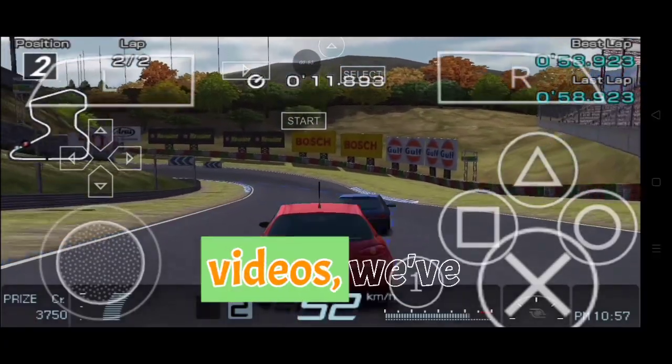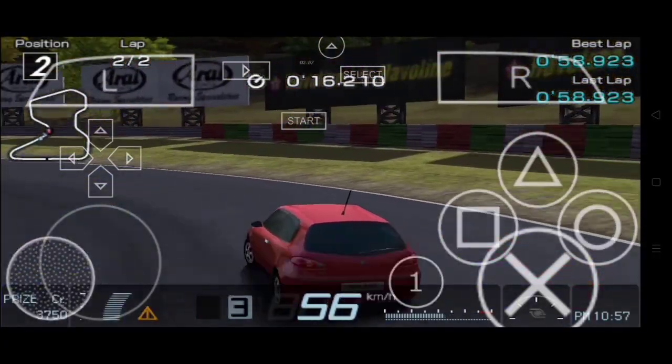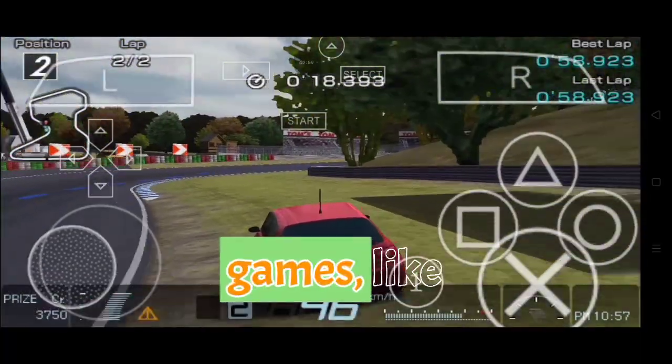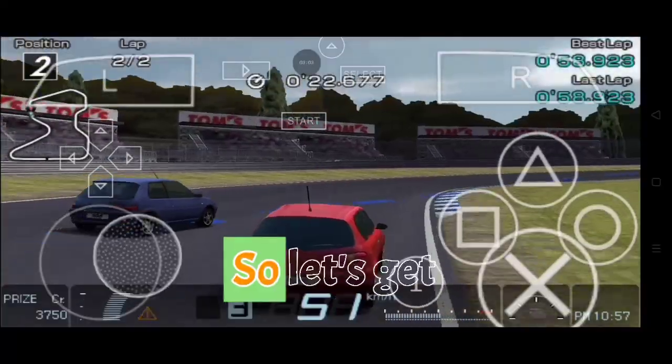In our previous videos, we've been talking about game engines. So today we are going to talk about what happened before video games, like the forgotten history of game design. So let's get right into it.